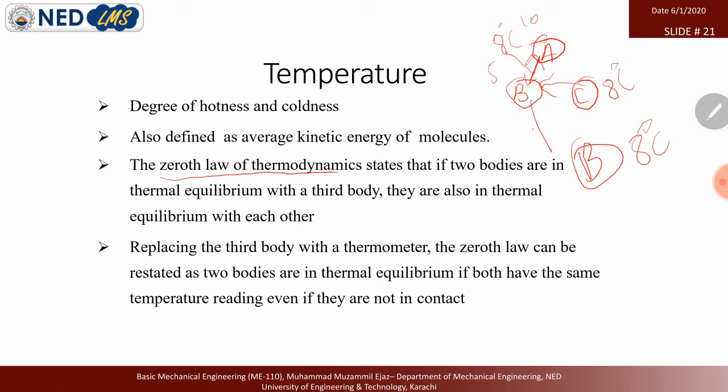Why is it called the zeroth law of thermodynamics? Because physicists and engineers worked on the first law of thermodynamics, which says that energy can neither be created nor destroyed but converts from one form to another. After realizing the first law, they realized that this law is more fundamental than the first law, because all of thermodynamics relates to heat transfer and the thermal equilibrium of bodies. So they called this law the zeroth law of thermodynamics.